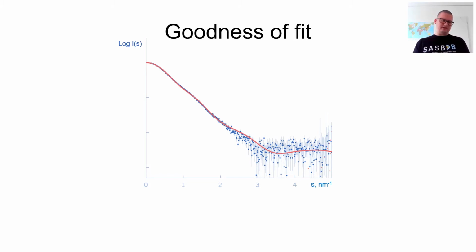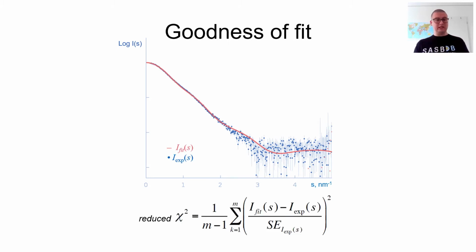The classical way of estimating the goodness of fit is computing the reduced chi-squared value, which is basically the square of the difference between the intensities of the fit and the experimental intensities, normalized against the experimental errors. It is important that we use the experimental errors that came with the data. Typically, this will be the third column in your experimental data file. And if these experimental errors are wrong, then your chi-squared value will be wrong as well.